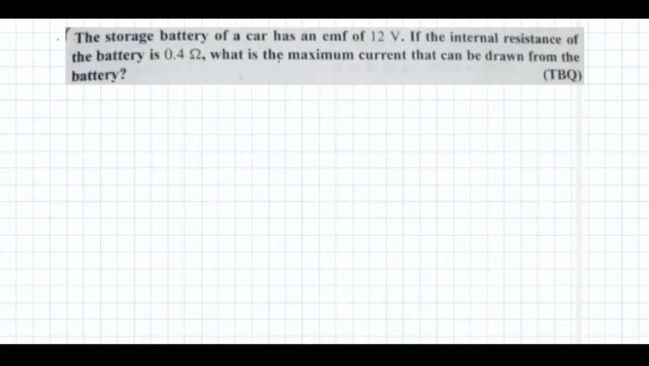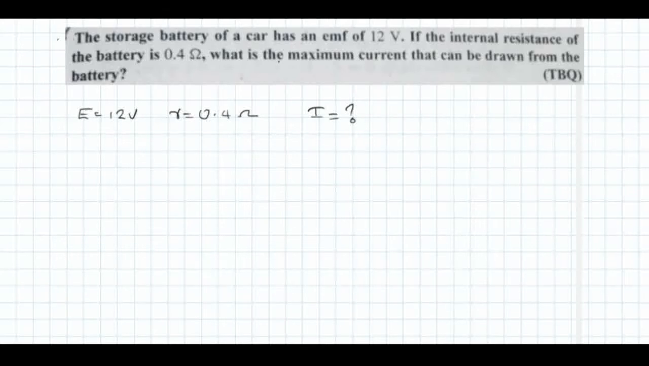Our next question is, the storage battery of a car has an EMF of 12 volts. If the internal resistance of the battery is 0.4 ohm, what is the maximum current that can be drawn from the battery? So the EMF of the cell is given as 12 volts. Internal resistance is 0.4 ohm. And what is the maximum current in terms of EMF?